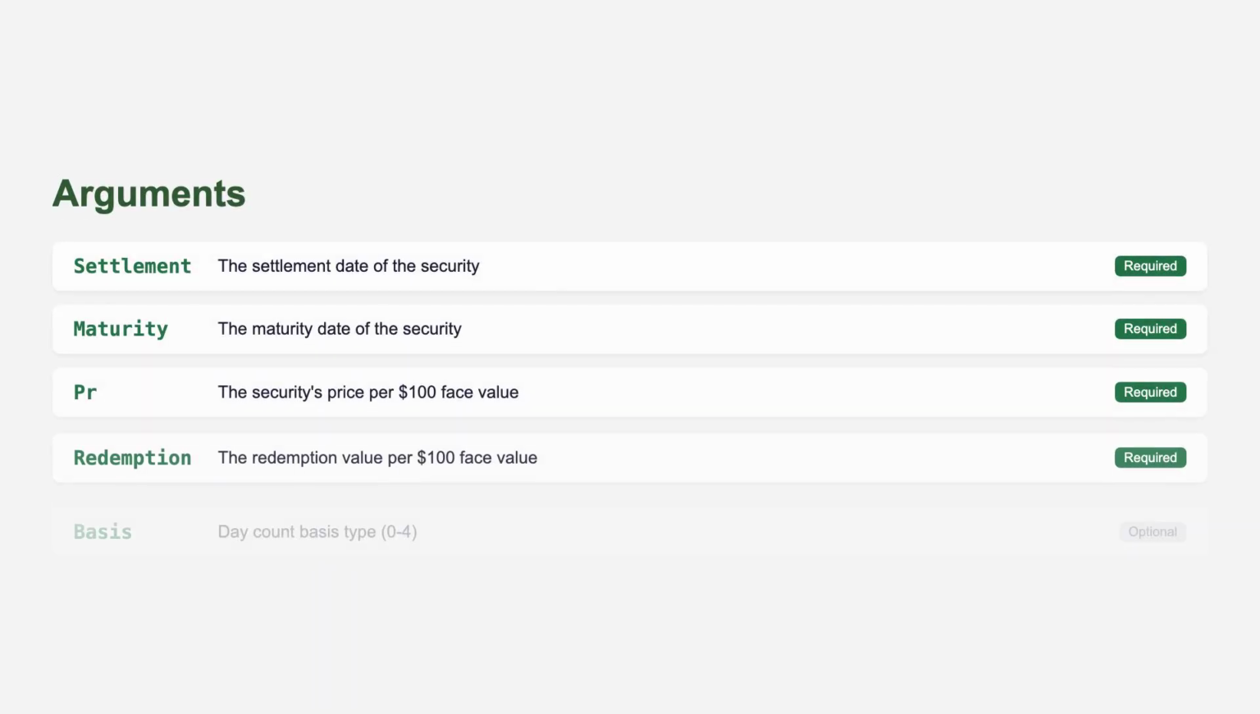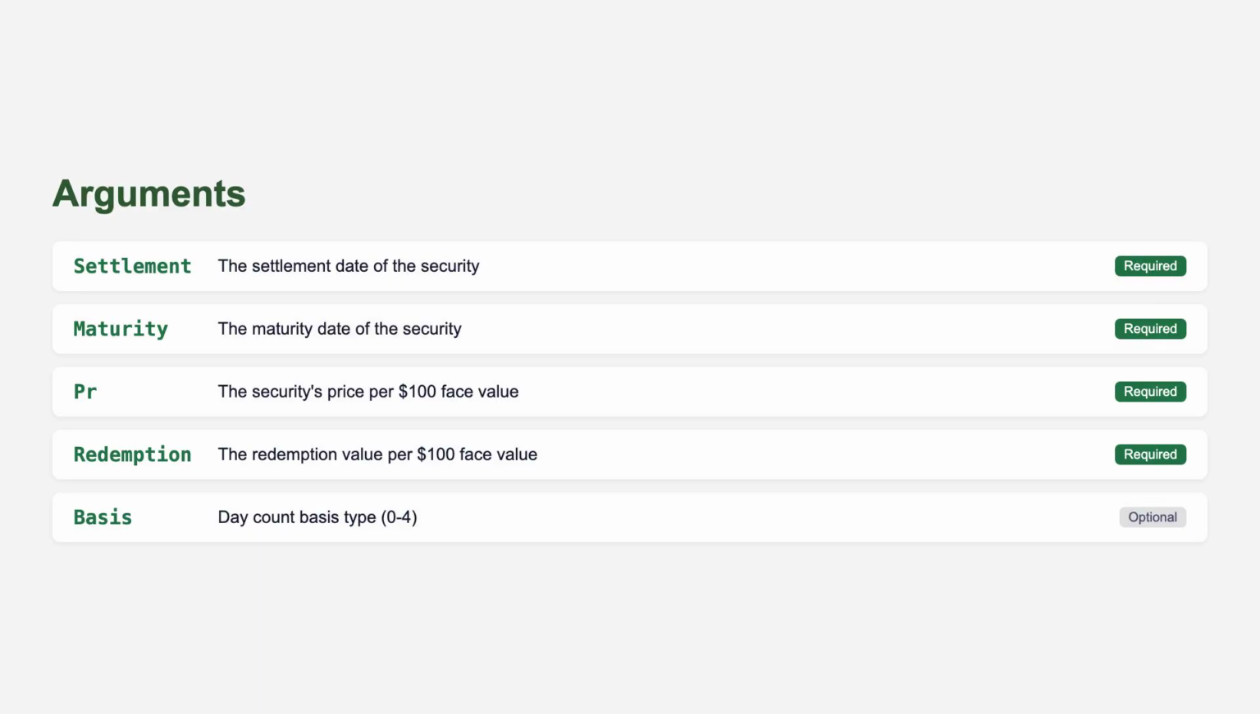There are 5 arguments: settlement, the settlement date of the security; maturity, the maturity date; price, the security's price per $100 face value; redemption, the redemption value per $100 face value; and basis, an optional day count basis type from 0 to 4. Here's an example.